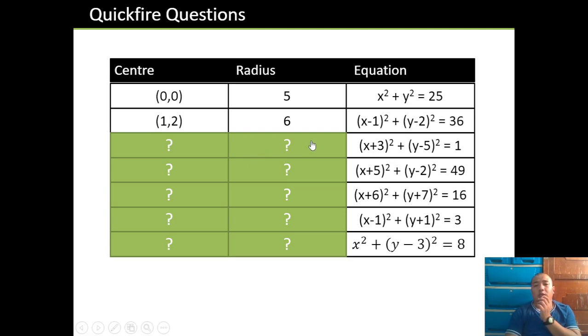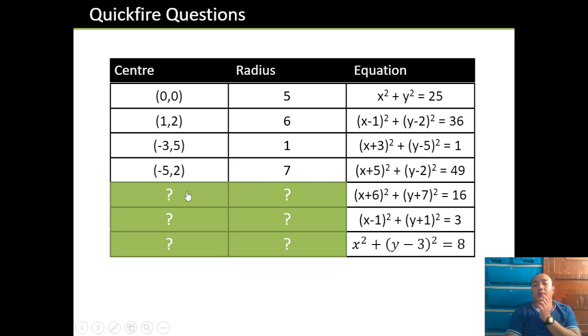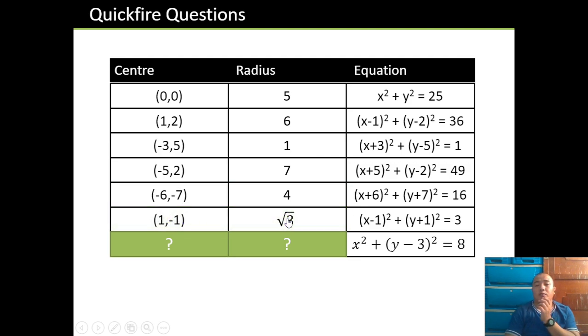Now for numbers 3, 4, 5, 6, 7, identify the center and radius of the given equation in standard form. Number 3, center negative 3, 5, radius 1. Number 4, center negative 5, 2, radius 7. Number 5, center negative 6, negative 7, radius 4. Number 6, center 1, negative 1, radius square root of 3. Number 7, center 0, 3, radius square root of 8 or 2 square root of 2.